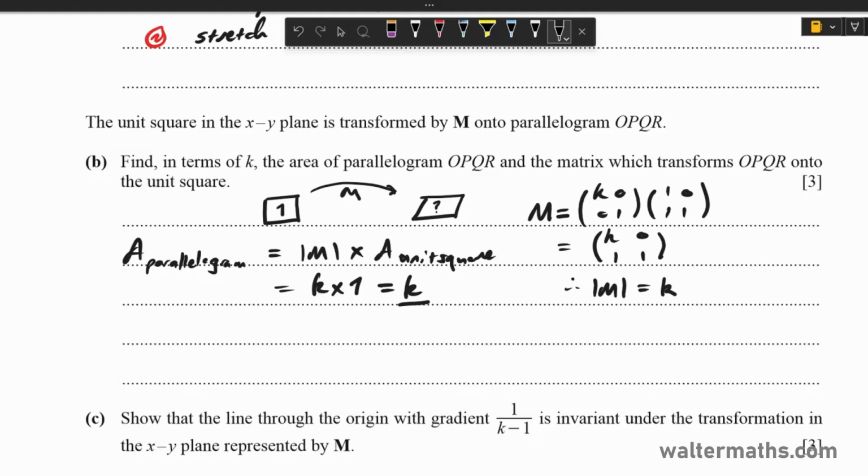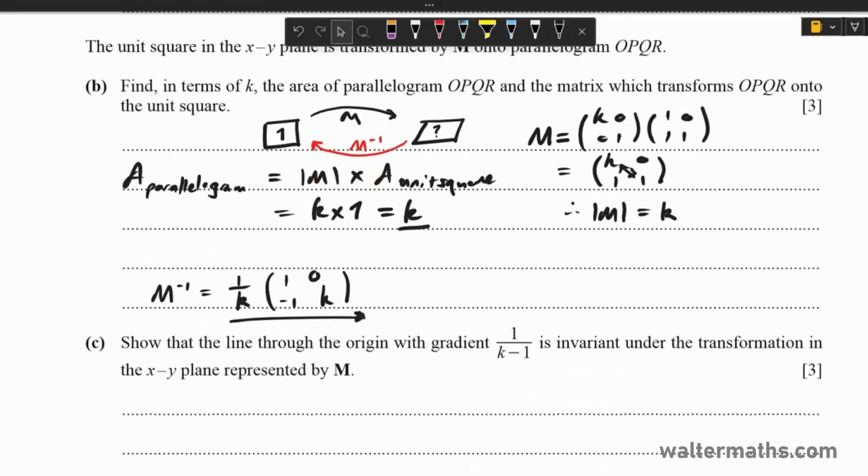They also want us to find the matrix which transforms OPQR onto the unit square. So we want the matrix which does the reverse. If matrix M does the forward, the inverse of M should do the reverse. So the matrix they want us to find is M inverse. To get M inverse, we'll say 1 over the determinant, and here we will switch the positions. So 1 here, K here, and for 0 and 1 we'll multiply by -1, so 0 and -1. So this is the matrix which does the reverse.